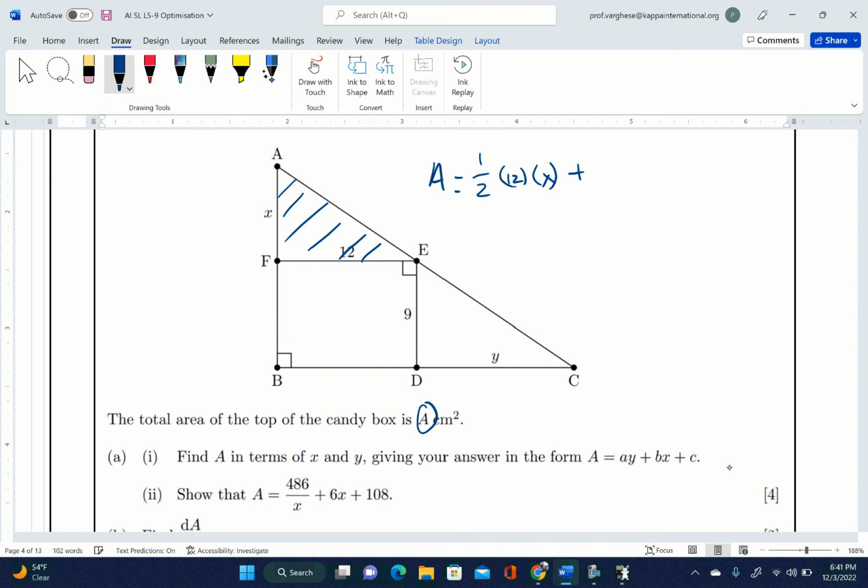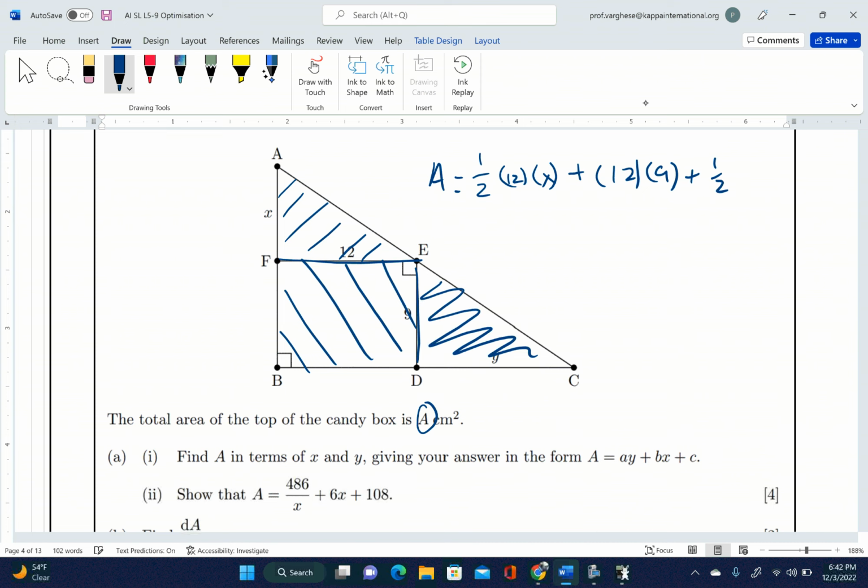plus the area of this rectangle is pretty straightforward, right? This is just 12 times 9. So this is 12, this is 9. So 12 times 9 goes right here, plus 1/2. The area of this triangle right here, we need to find out what that is, right? So we know that this right here is 9. This right here is 9, and this here is y, right? So 1/2 times 9 times y.